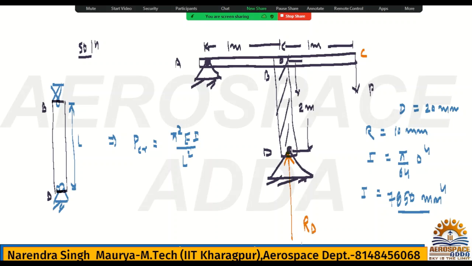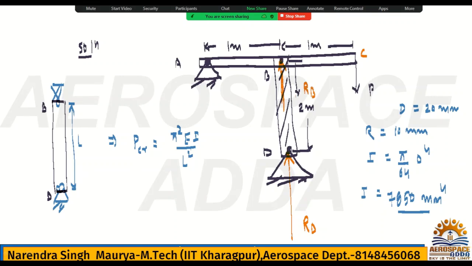Right? This reaction is nothing but RD. Number one. Number two, whatever the RD, you can place this RD here also. Or we just say, because this beam, which is nothing but A, B, C, is hinged at this point at the same time, you will get a reaction force at this point. This reaction will be equal to RD, and you just say this is RB.